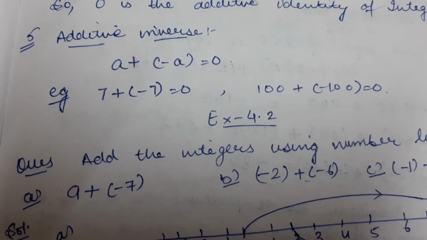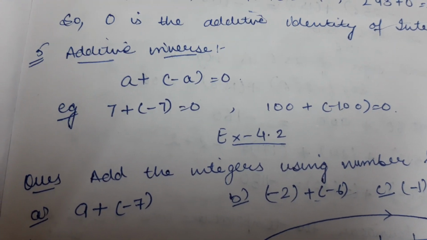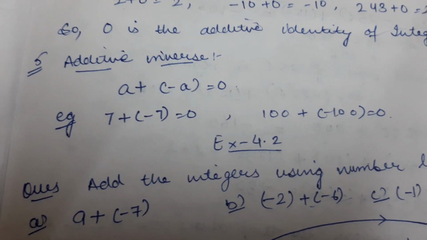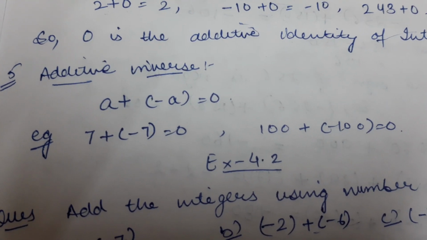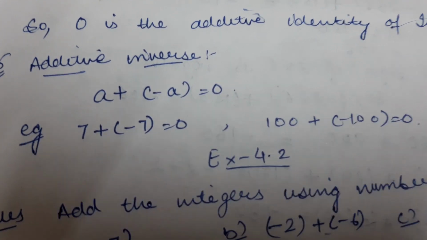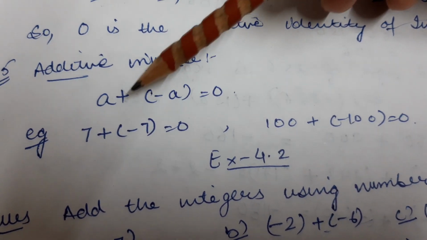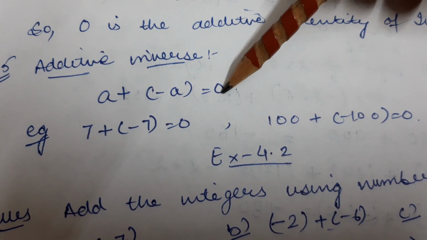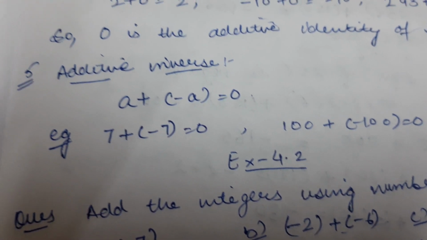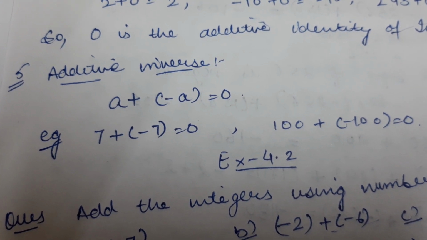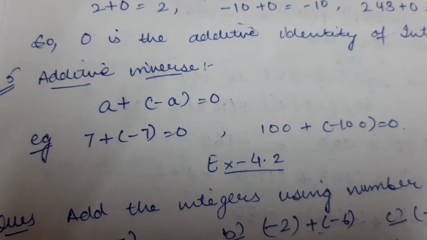Next is additive inverse. Now additive means related to addition, inverse means that is opposite of the other. Now additive inverse. What is an additive inverse? Additive inverse means an integer when added to other integer giving us an answer of 0, then that is known as additive inverse. For example, when 7 and minus 7 are added, both are integers, the answer is 0.